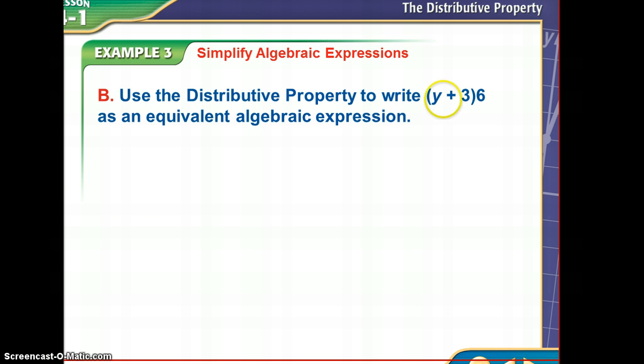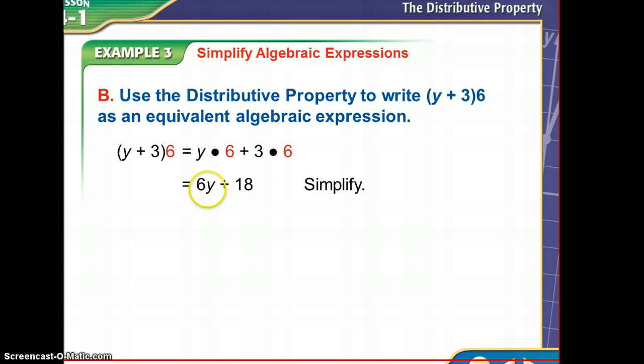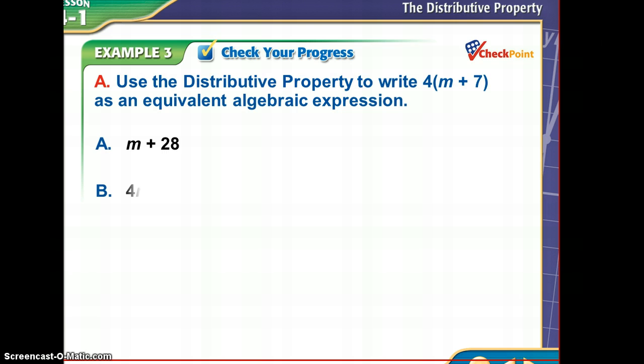Okay, same concept. Again, you have the quantity y plus 3 times 6. We're going to distribute the 6 through the parentheses. Get 6y plus 18. Okay, now it's your turn to try this one on your own. You should have selected choice D, 4m plus 28.